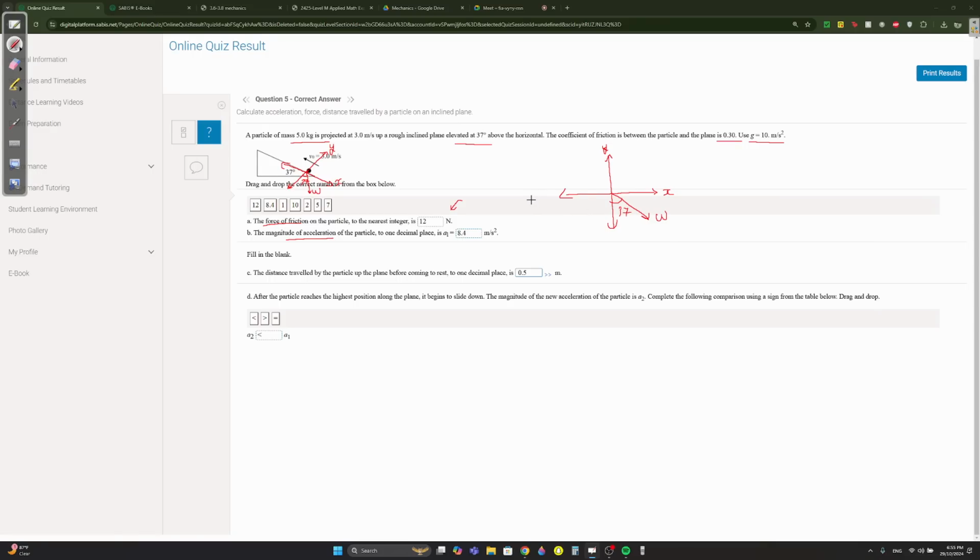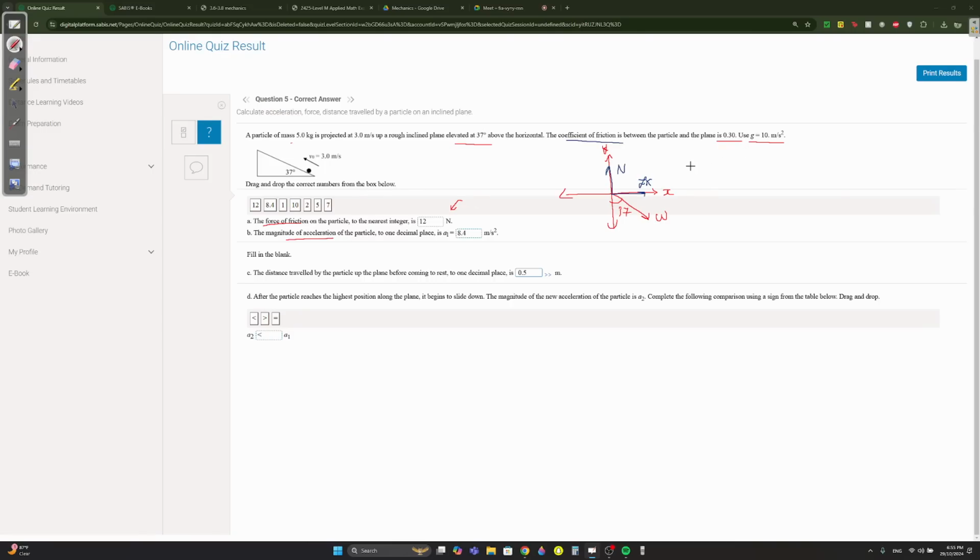Okay. What else do we have? I'll draw in a different color. Blue. You have the normal, like this, and we have friction, right? Because the ball wants to go up. It's trying to go up, so obviously there's going to be Fk here, right? Let's see. We want to know the force of friction of the particle.